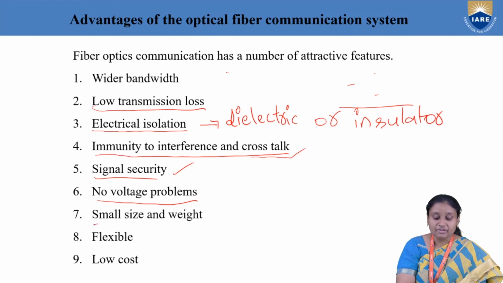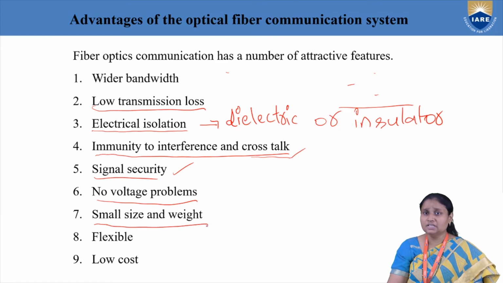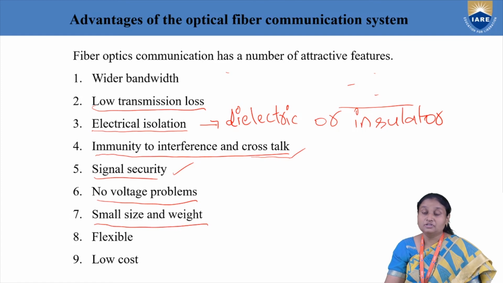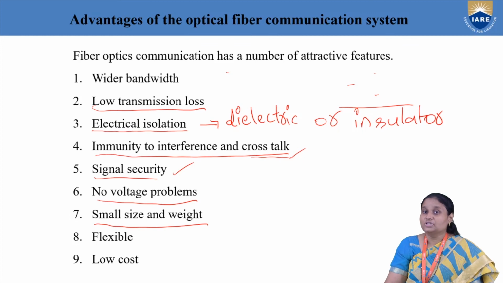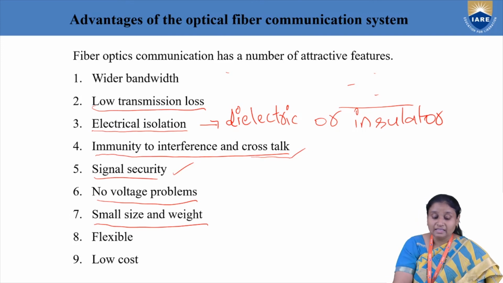And then coming to the seventh part, of course, we know the dimensions of the core and cladding are very small. Their diameter is in a few micrometers. So the size of an optical fiber is very, very small. And because they are made up of dielectric materials like glass and plastic, they are very light in weight, whereas copper is a metal and very heavy. So compared to copper cables, optical fiber cables are small in size, light in weight, and flexible.